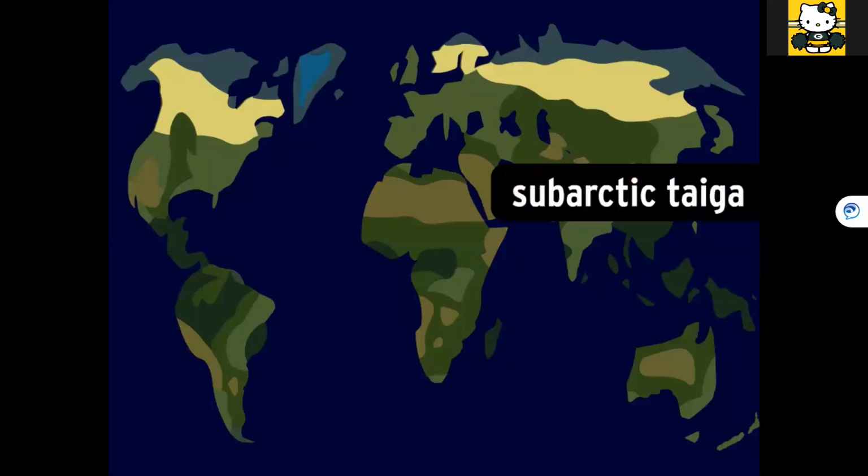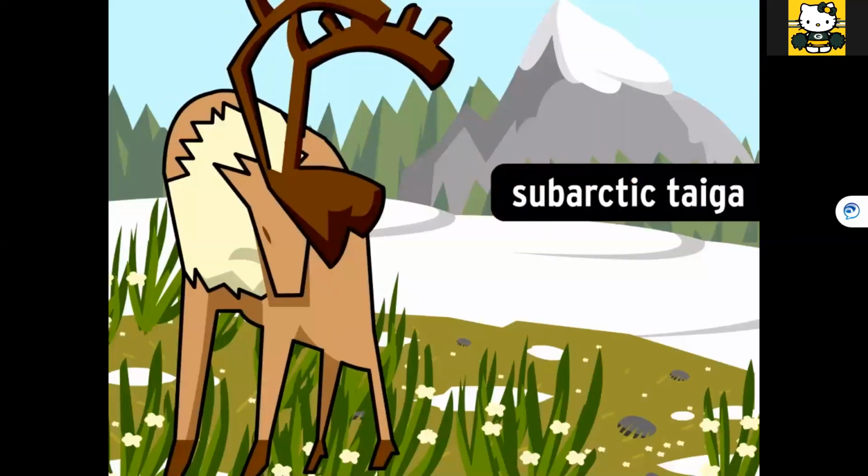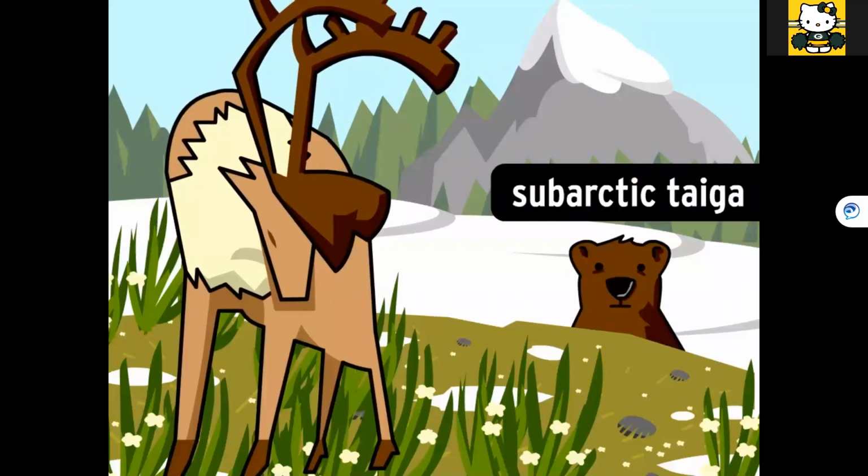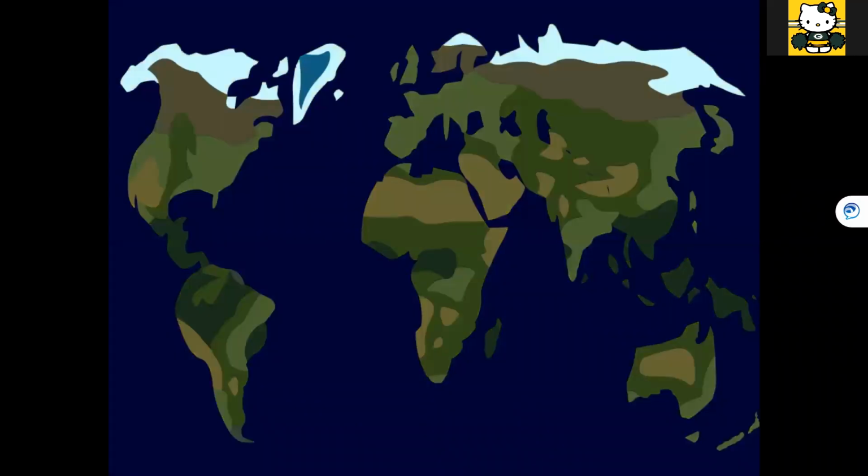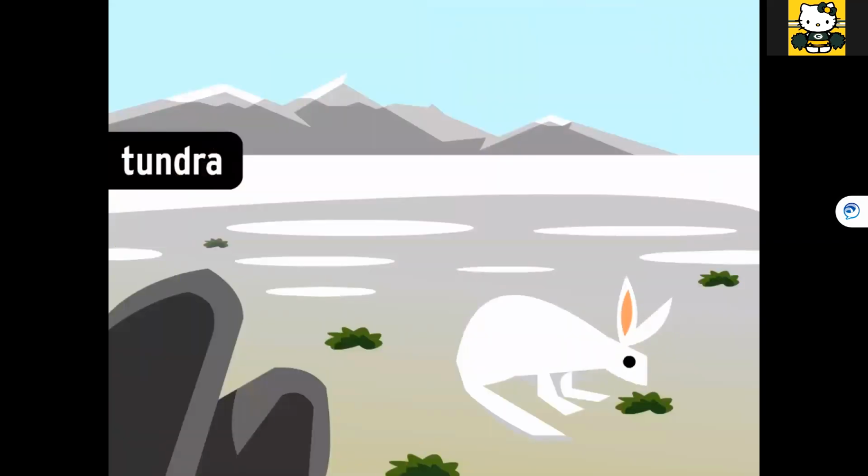Subarctic taiga has cool summers and cold winters. Evergreen trees grow here, and the soil is rocky. It's really cold all the time in the tundra. The soil is frozen all year round, so not much can grow besides lichen and moss.